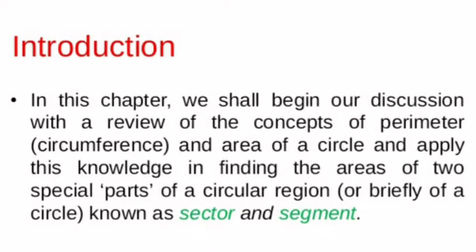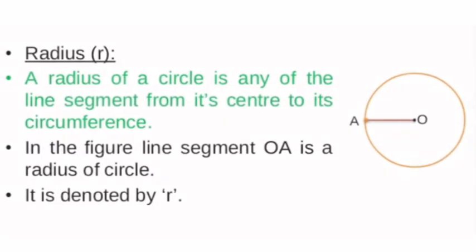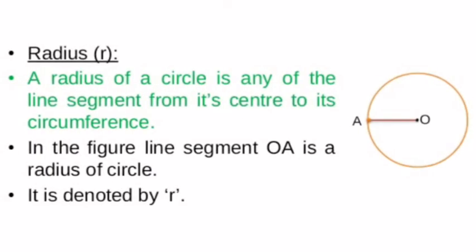In this chapter, we shall begin our discussion with a review of the concept of perimeter and the area of a circle and apply this knowledge in finding the areas of two special parts of a circular region known as sector and segment. First, we can discuss some basic terms related to a circle.